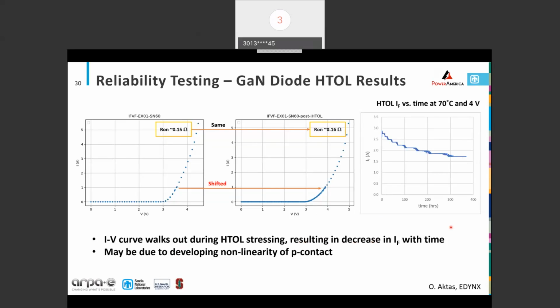And then kind of final thing here on the reliability work, this was a high temperature operating life test. So now we're stressing the device under forward bias and then sampling IV curves periodically. And in this case, what one can see, before on the left and this middle panel is after, is that the differential on resistance stays pretty constant, but then the IV curve itself actually kind of shifts outward. And so if you measure the current at a fixed voltage, that's manifested as a decrease in the current. That's shown here. And so again, looking at FA, we think this might be related to the P contact, some nonlinearity, perhaps some delamination or cracking occurring around that contact. So just another example of a reliability test.